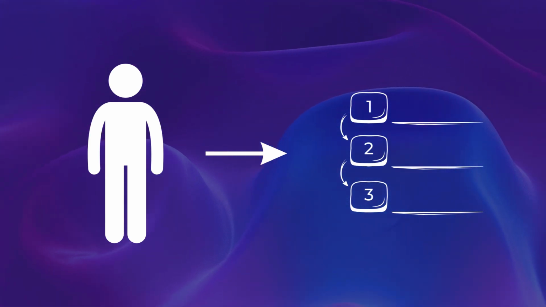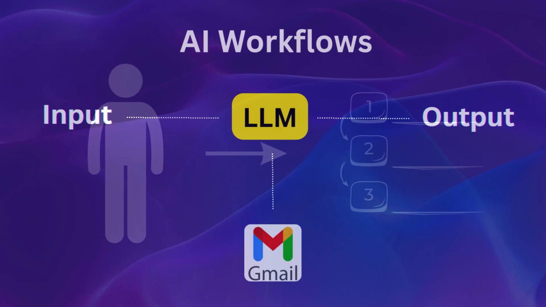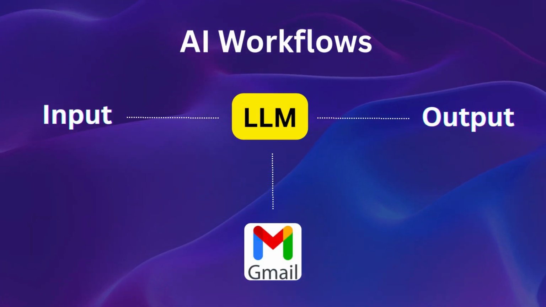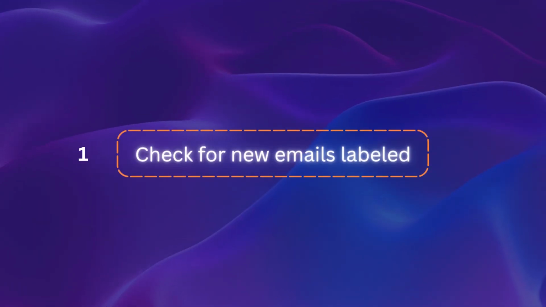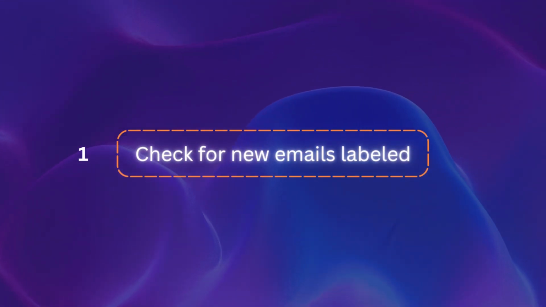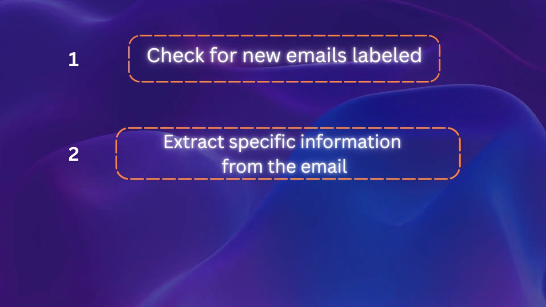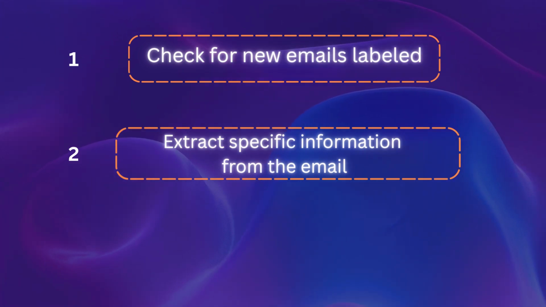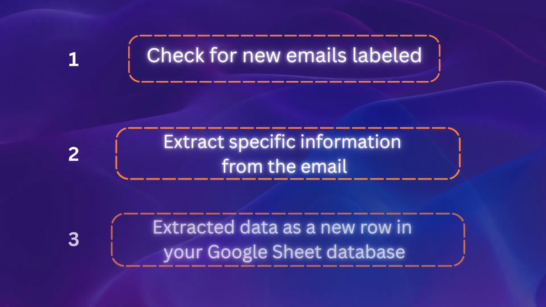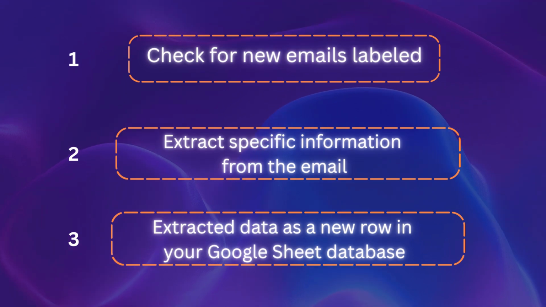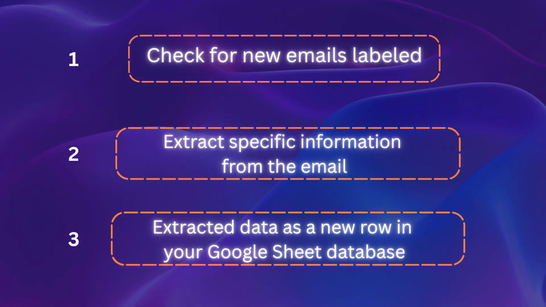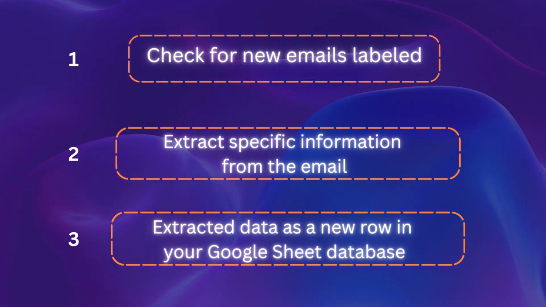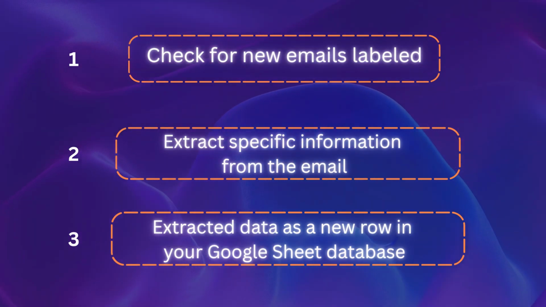Let's use an example. Suppose you want to automatically extract data from incoming order emails and add it to a spreadsheet. You would set up a workflow. 1. Check for new emails labeled New Order. 2. Extract specific information from the email body, like customer name, order ID, amount. 3. Add this extracted data as a new row in your Google Sheet database. This is an AI workflow because it follows a rigid path you programmed. It can successfully process your order emails.